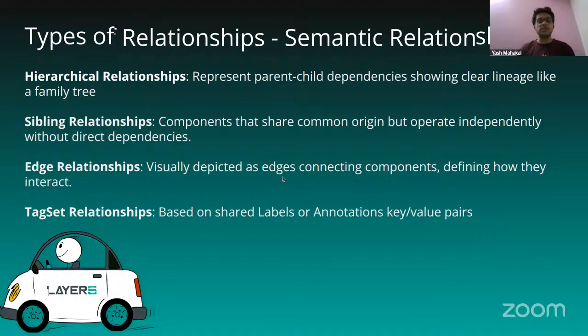And the edge relationships are visually depicted as an edge connecting components or defining how they are interacting. For example, there is a persistent volume claim and a pod. We know that in terms of pod or deployment, if we want to summon any storage into them, we need to reference a PVC, a persistent volume claim, a storage class, or any other solution into the pod or deployment. So it is a reference type of relationship between them. This is what we call edge relationships.